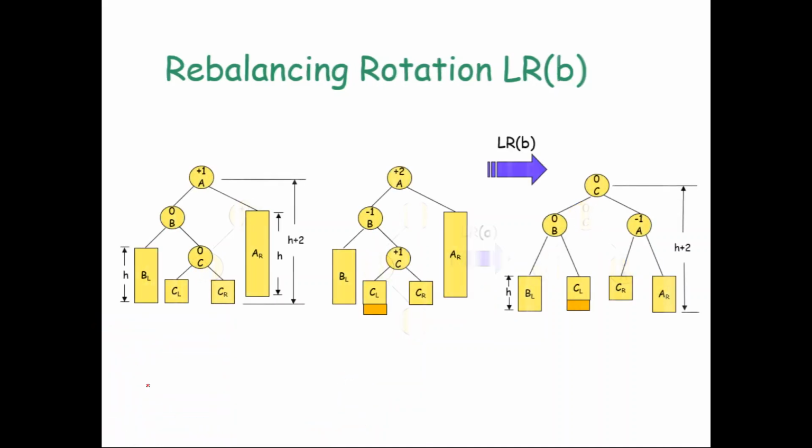Now let us discuss another case for LR rotation. This is case B, right? So here if you see, this is a balanced tree. In this tree you are performing one insertion, which is to the left of C. Now the tree got imbalanced. So again you have to check where the imbalance occurs. Imbalance occurred at node A.